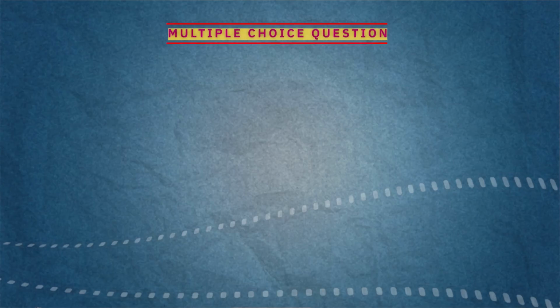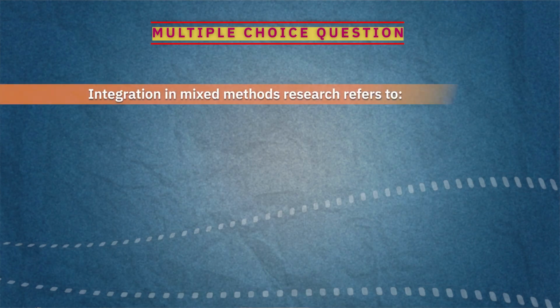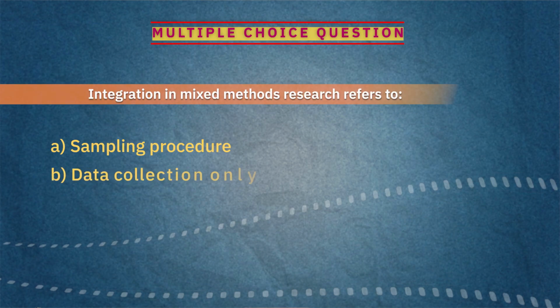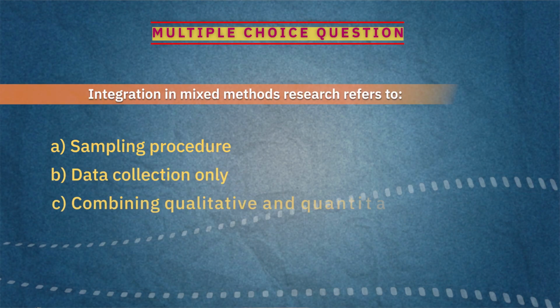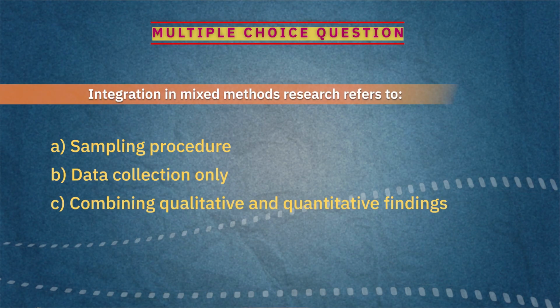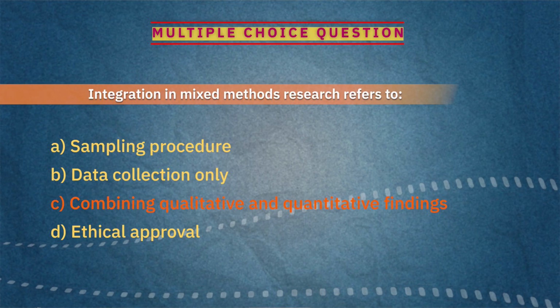Let us have some multiple choice questions here. Question: integration in mixed method research refers to A. Sampling procedure, B. Data collection only, C. Combining qualitative and quantitative findings, D. Ethical approval. The answer is C. Combining qualitative and quantitative findings.